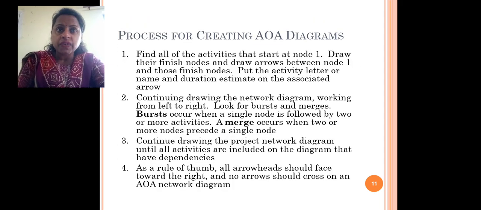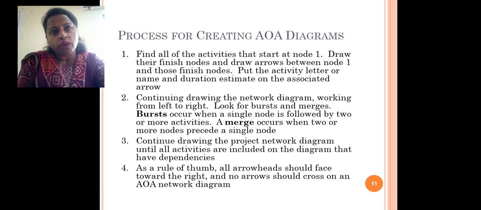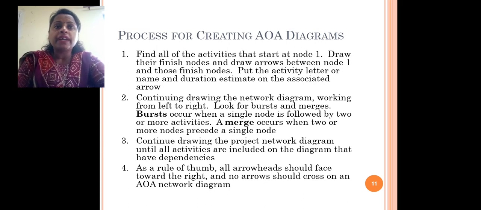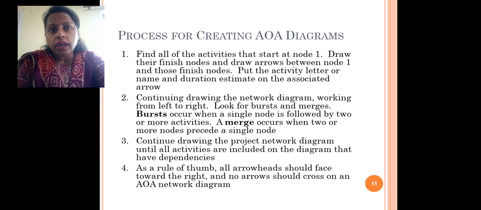What is the process for creating activity on arrow diagrams? We have to find out all the activities that start at a node. Then we have to draw their finish nodes and put down the arrows from node 1 to those finish nodes. Nodes means the events. Put the activity letter or name, and estimated duration, on the associated arrow.